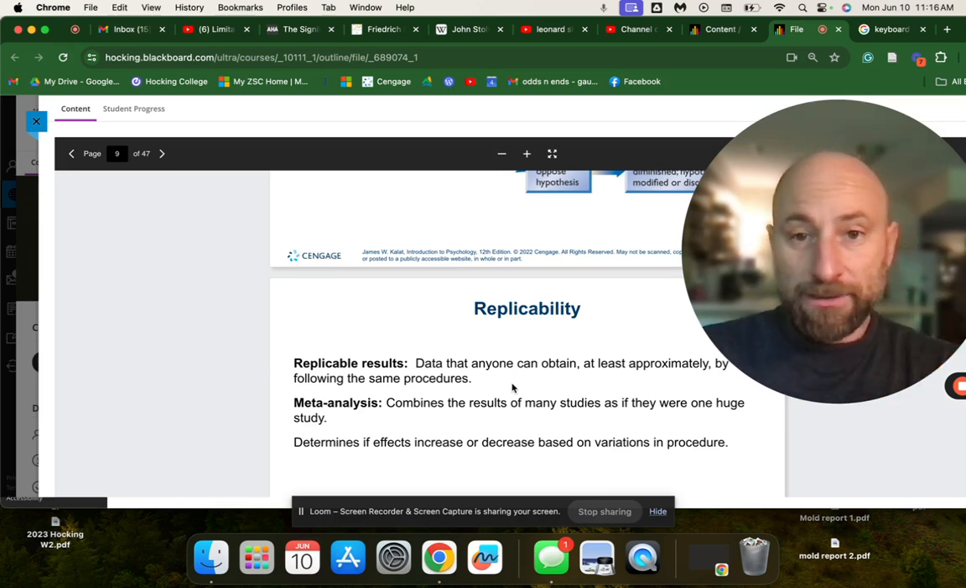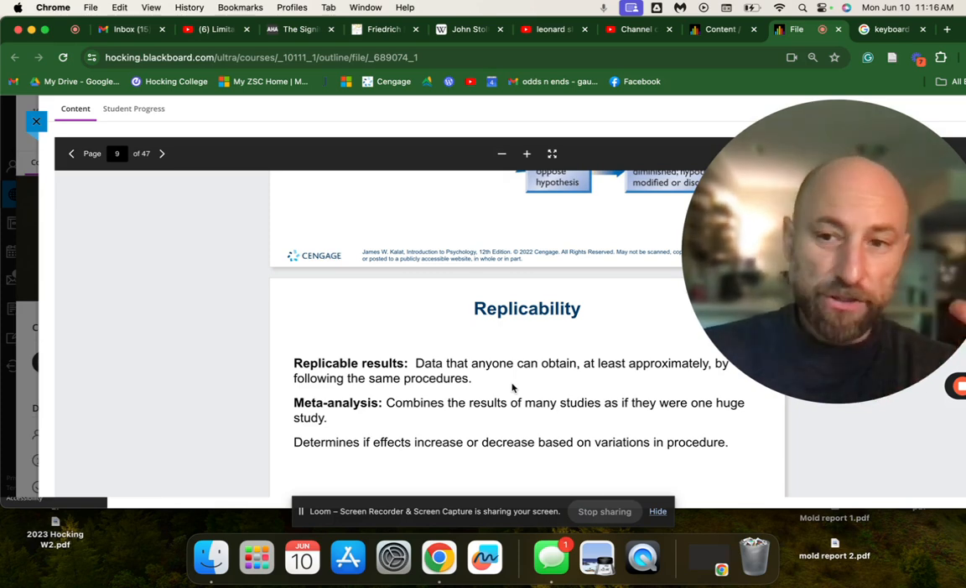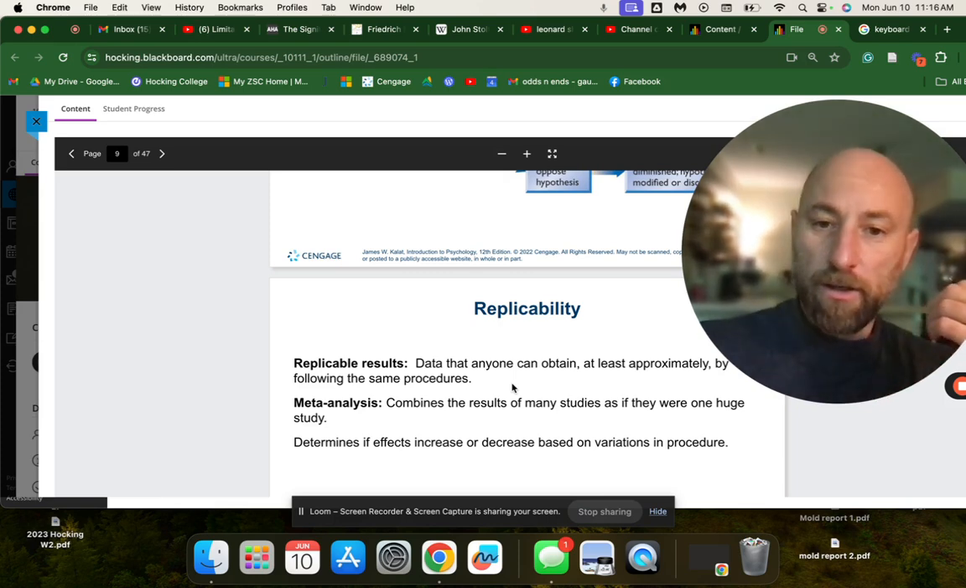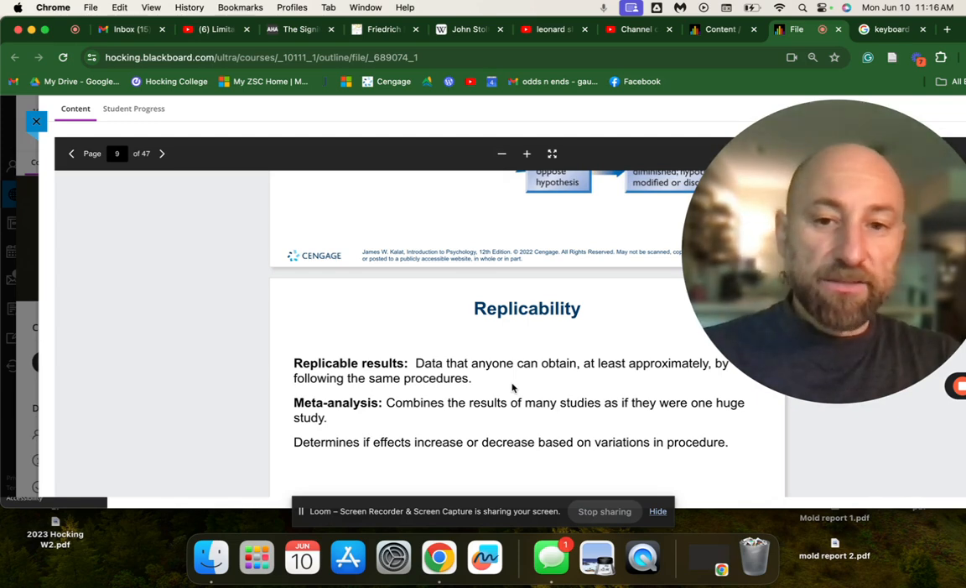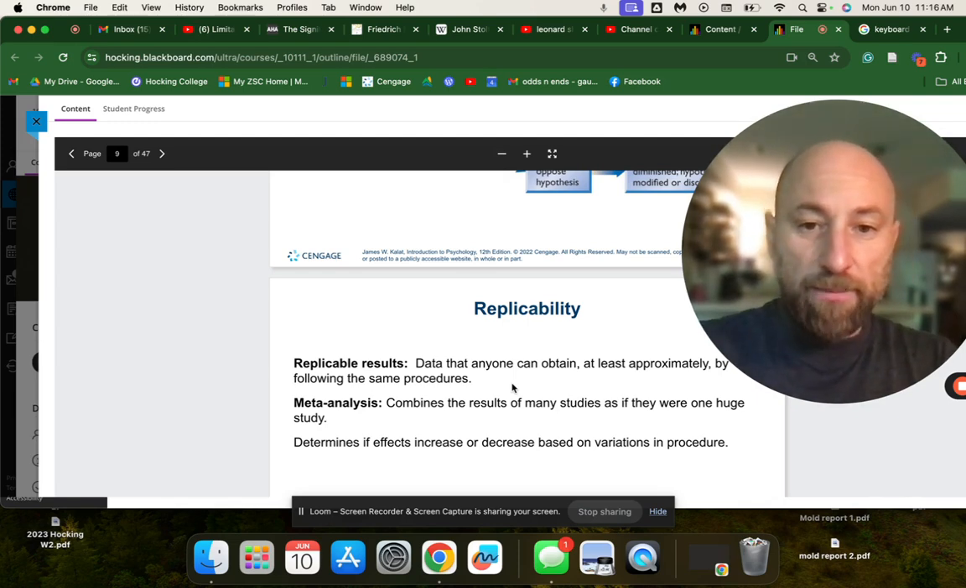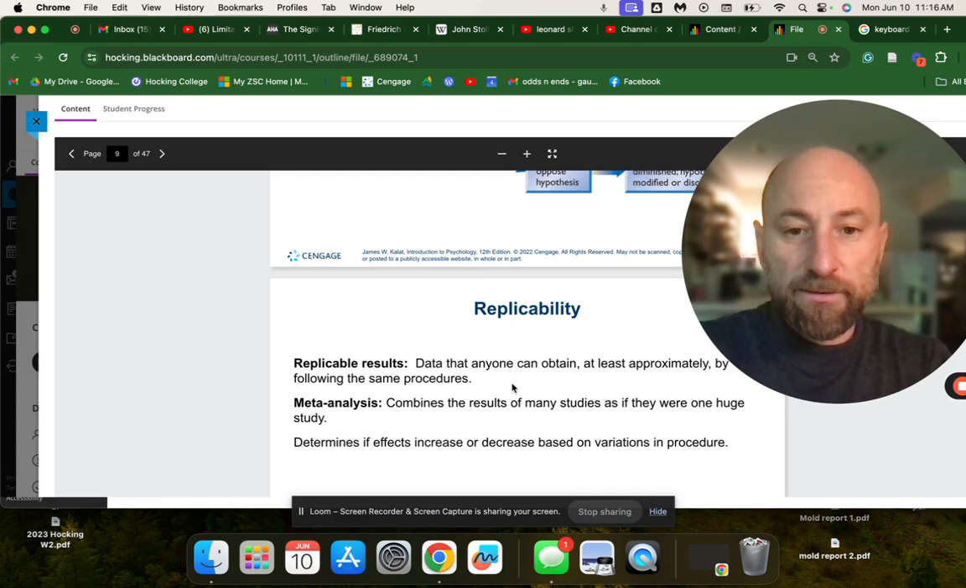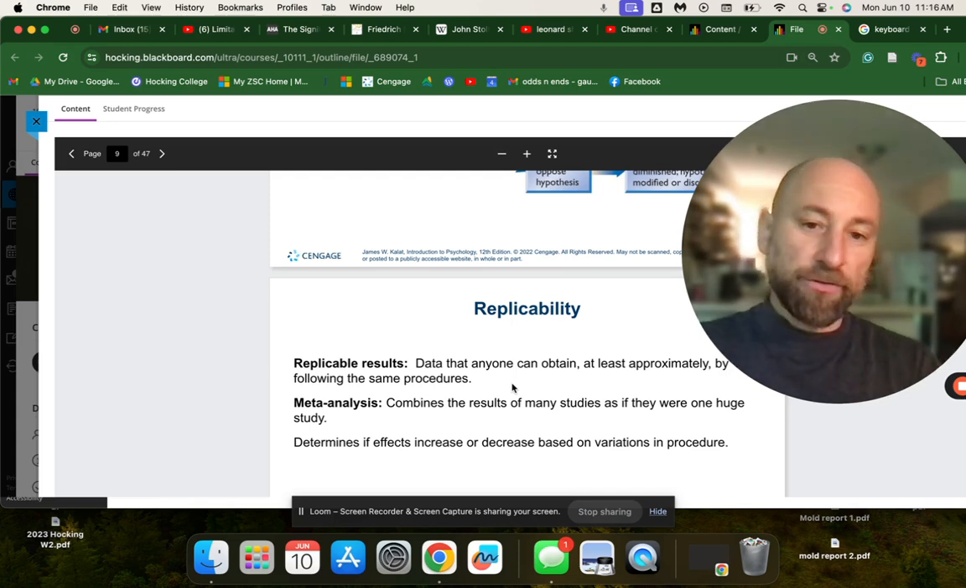There's also something called conceptual replicability, which is essentially doing a similar experiment to replicate the same concept, but in a different way. A meta-analysis is after you have a lot of studies published on a particular topic, you can then do a meta-analysis. And what that does is it combines the results of many studies.